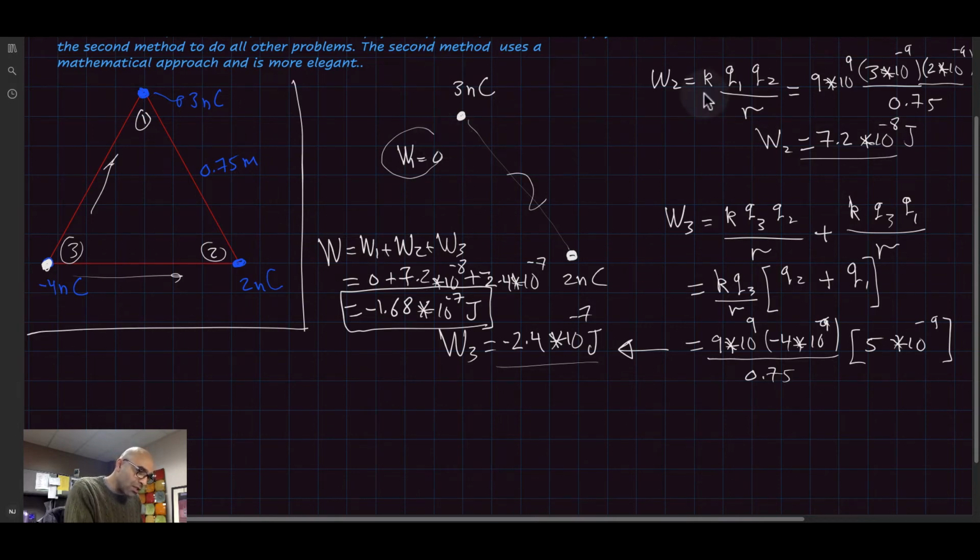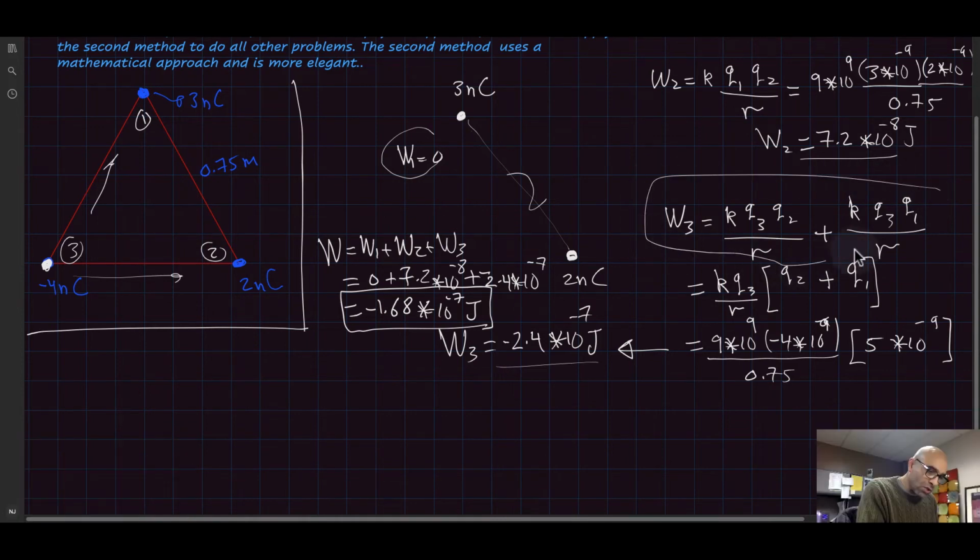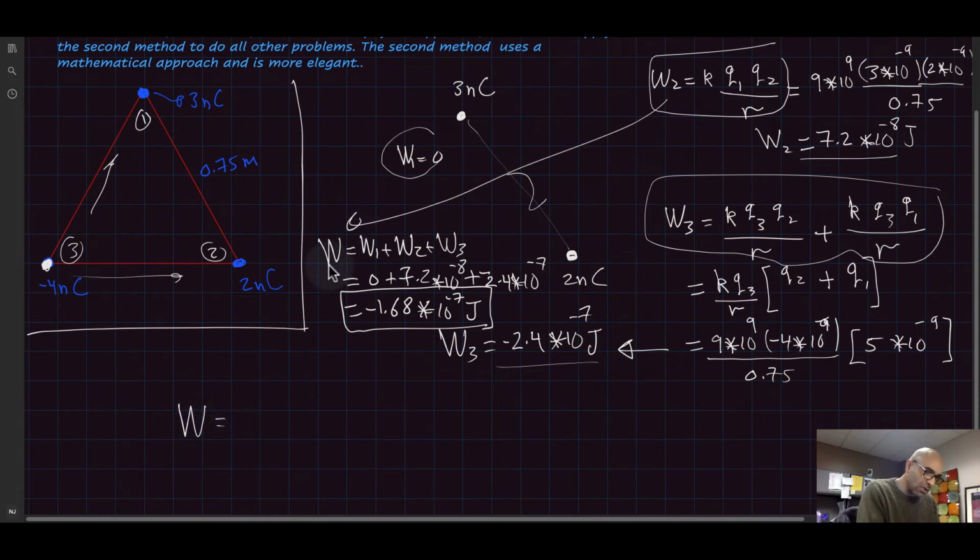So let's write these together, because this is actually what contributes to the total. So the whole W is equal to K Q1 Q2 divided by R, plus, now let's go to this term, K Q3 Q1 divided by R, plus this final term, K Q3 Q2. And now we go back to the third one, the last one.